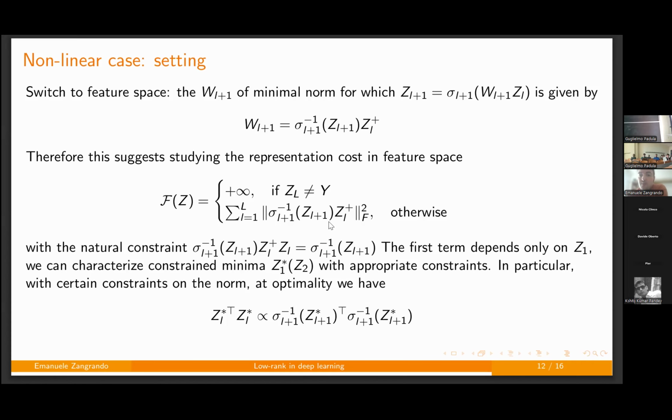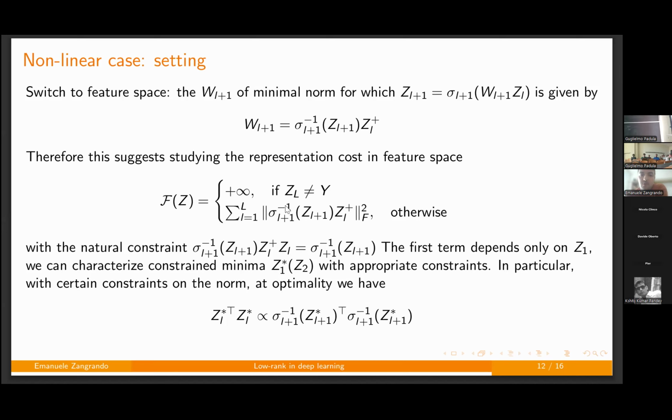And what I would like you to notice is that in this example, I'm putting weight decay. I have a big L layers, and I'm using weight decay on no layer but the first one. Because what I'm going to show later is that if we have a sequence of layers, all with weight decay, and the first one doesn't have weight decay, then there's going to be collapse on all the layers after. And in fact, the crucial point is to observe that the first term in this representation cost depends just on Z1, and it's possible to characterize the constrained minima of the first term.